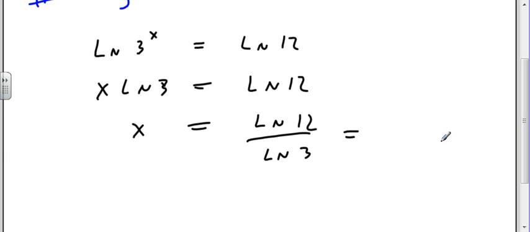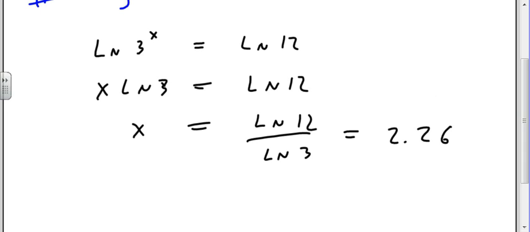I can do that. And now I take my calculator. Natural log 12 divided by natural log 3. Now again, I could have used common log, and I didn't. How many significant digits? 3. 2.26. Then I'll check my work.